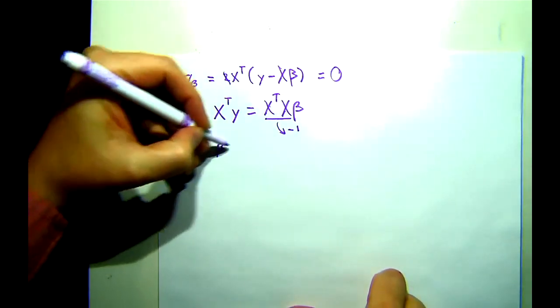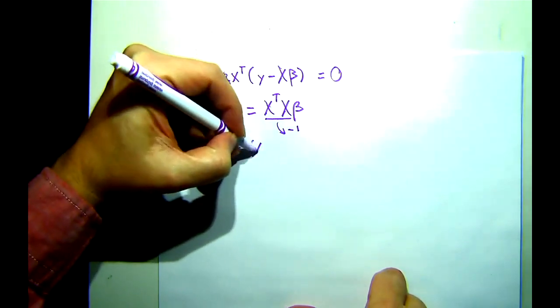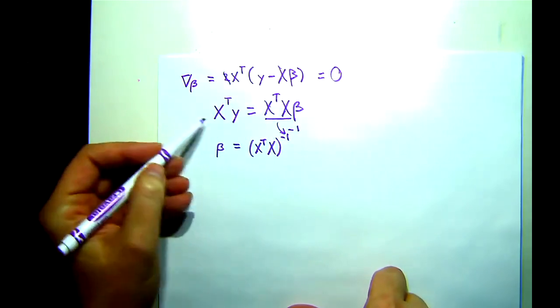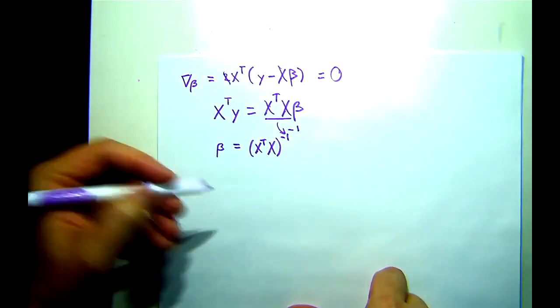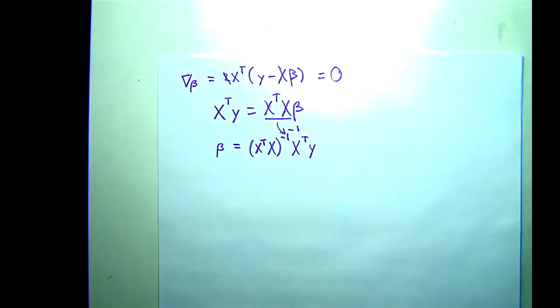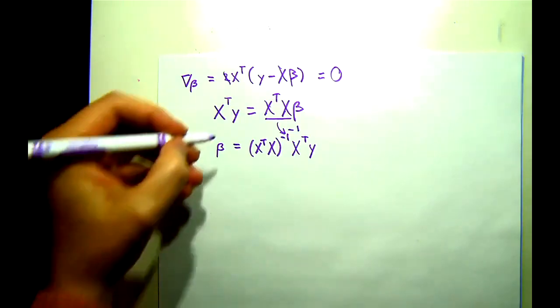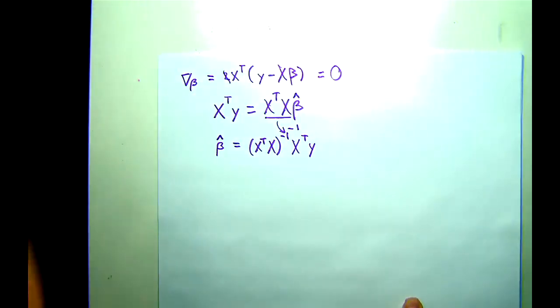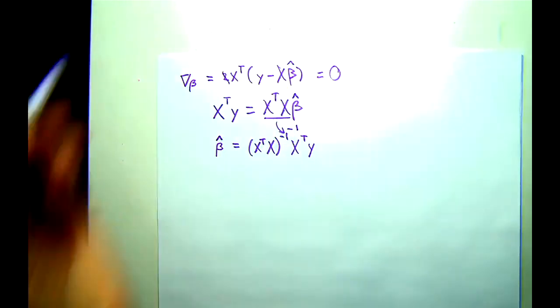So then we can rewrite this to be x transpose x inverse. The inverse cancels this, and we put it over on this side: x transpose y. So that is basically the linear system that you can just multiply out to get your betas. Now we're going to call this a beta hat in general, and I'm actually going to put it on top of all of them.